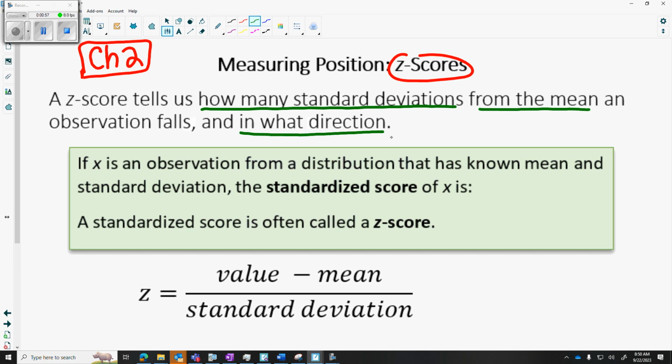So are we on the right of the mean? Are we on the left of the mean? Or are we at the mean? Are we above the mean? Are we below the mean? Or are we at the mean or the average?